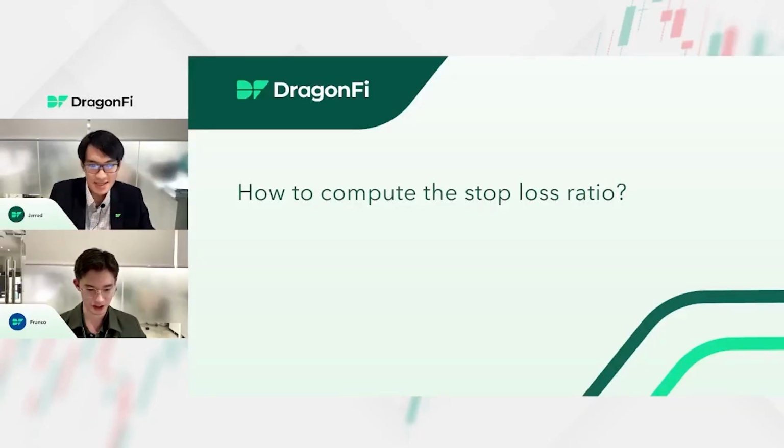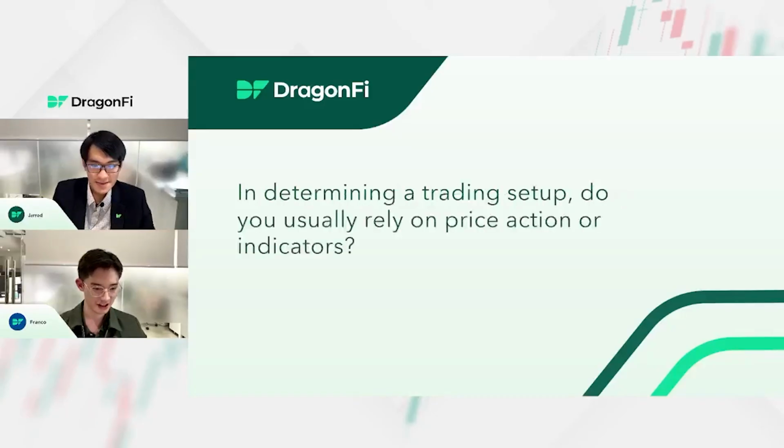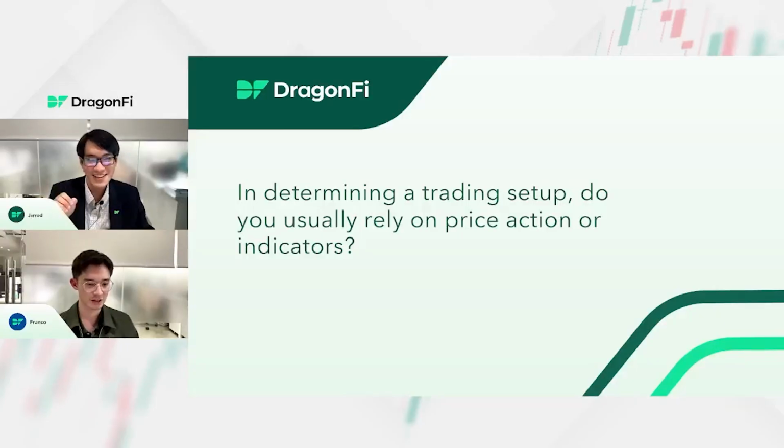All right, thanks for that explanation, Jared. Let's go on to the next. In determining a trade setup, do you usually rely on price action or indicators? For us, it's really price action first. Indicators always come second. They just help you. Even without indicators, if you just focus on the price action, you already know there's a trade. Then if you want the gravy, you look to indicators. Master price action before indicators.